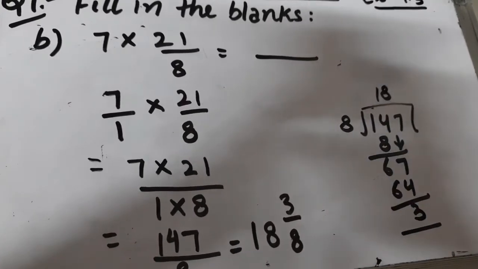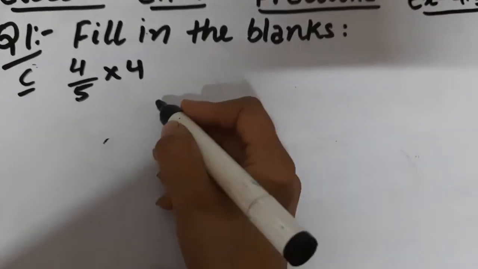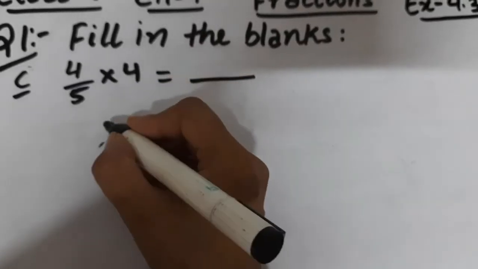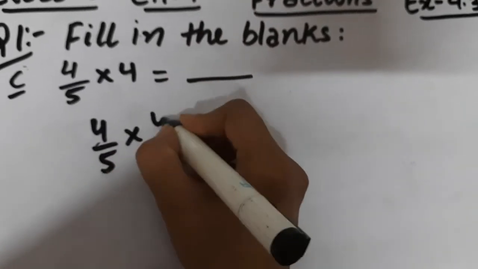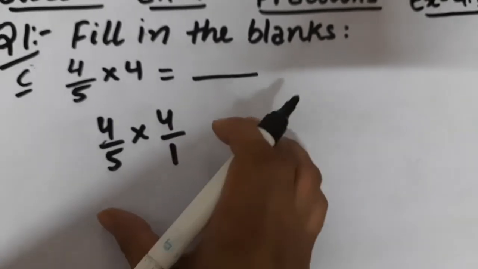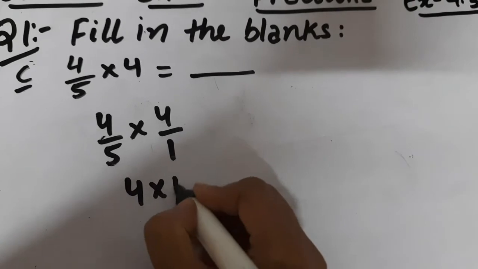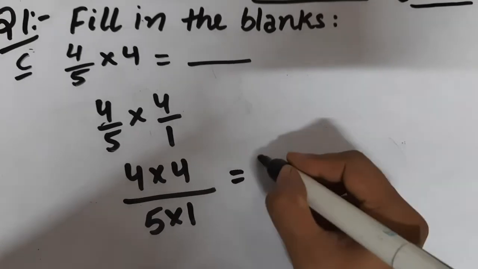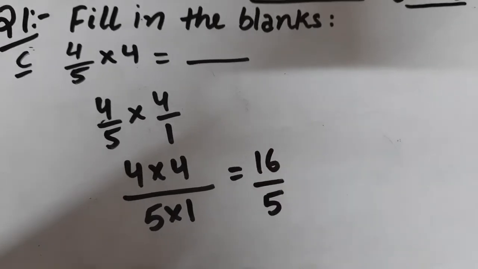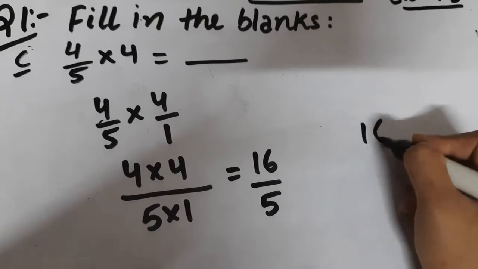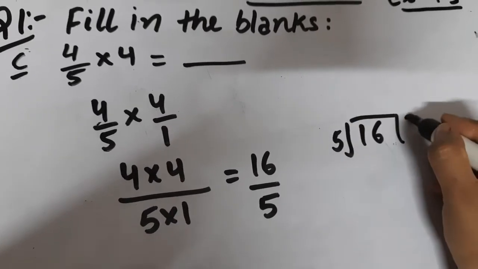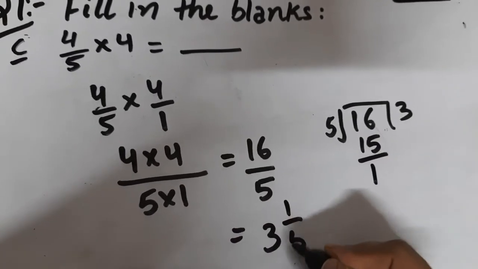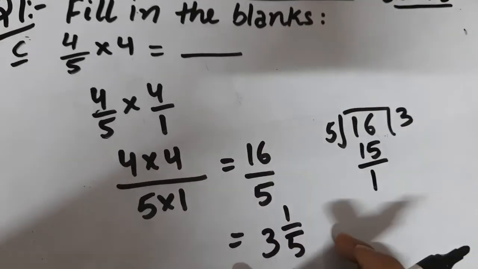Now let's start C part. C part is 4 by 5 multiplied by 4 is equal to dash. So first of all, we will write the whole number as fraction by placing 1 as the denominator like this. Now what we have to do, we have to multiply the numerators and the denominators like this. Okay, and 4 4s are 16, 5 1s are 5. Now this is an improper fraction, so convert it into mixed fraction. 5 3s are 15, remainder is 1, so this will be 3 1 upon 5. Okay, so your answer will be 3 1 upon 5.